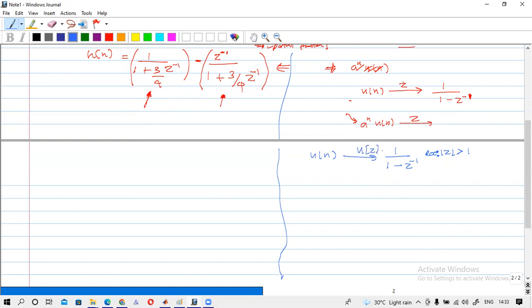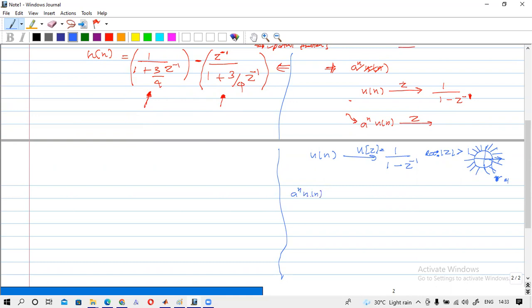U(z) will converge. This Z is in the Z plane, if you remember. If I draw the magnitude circle, it will look like this. The radius will be 1. Actually, this is the unit circle. So the ROC will be greater than 1, and the ROC will be this region. Now I have to find the transform of a^n u[n].